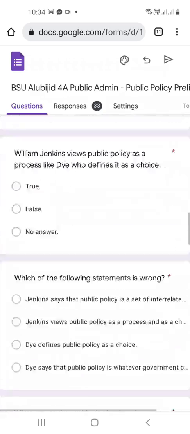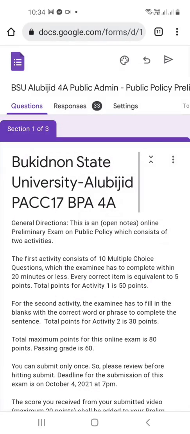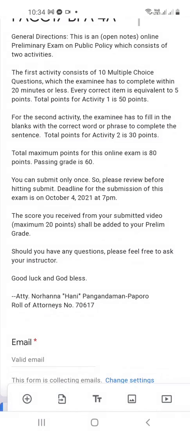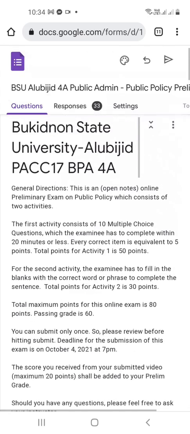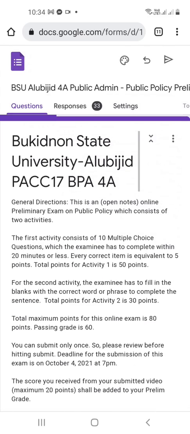It just so happened that you were not able to follow the directions and instructions. So please, class, in the next exams that we will be having, please read the general directions, the instructions, and review your answers before hitting submit. Okay? I hope that next time you will get perfect scores.